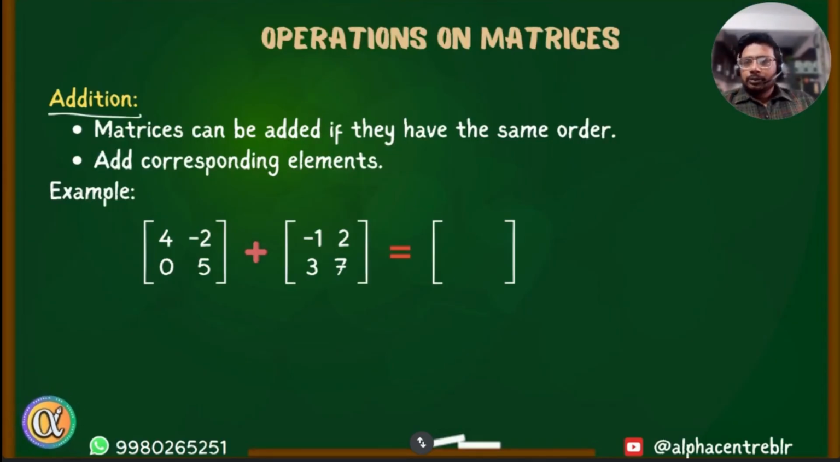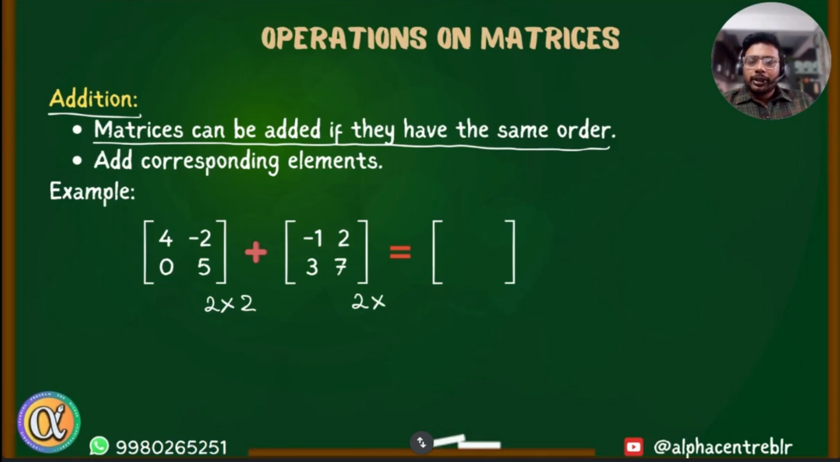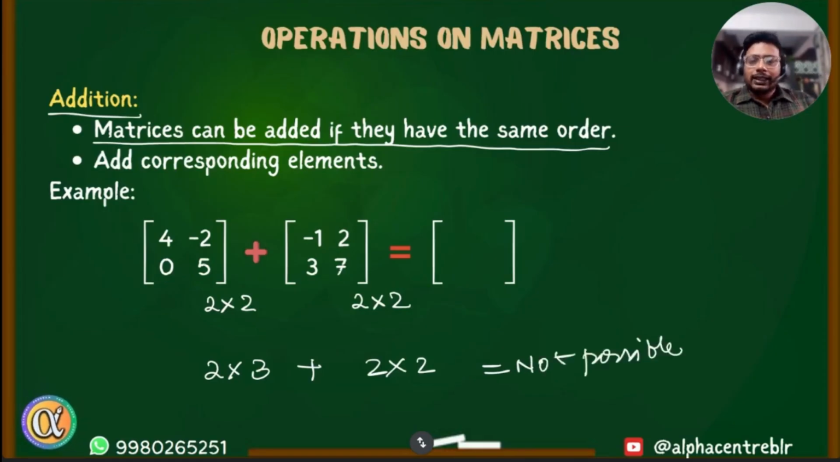First operation which is possible is addition. Just like normal numbers or algebraic expressions can be added, even matrices can be added. Matrices can be added if they have the same order. We can only add two matrices if they have the same order. Here in this example, we see a 2 by 2 matrix getting added to a 2 by 2 matrix. Can we add a 2 into 3 matrix to a 2 into 2 matrix? No, that's not possible. We can only add two matrices if they have exactly the same order.